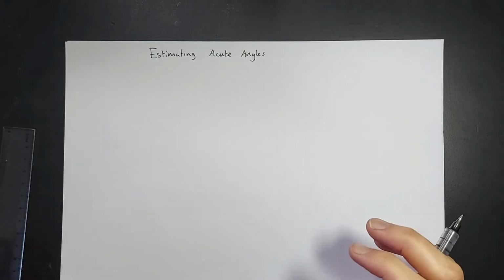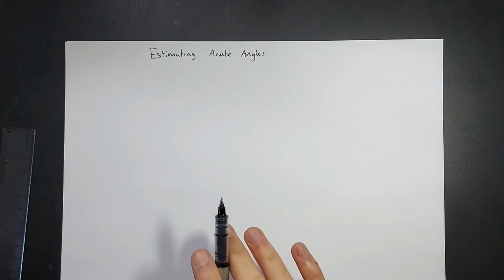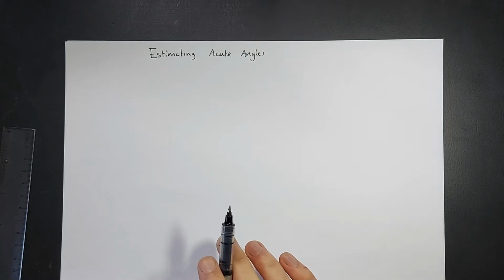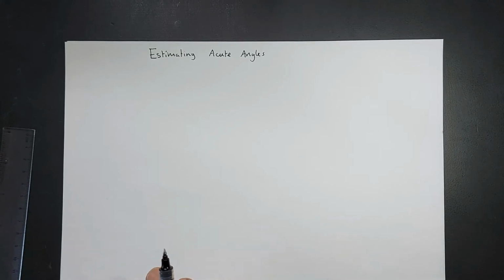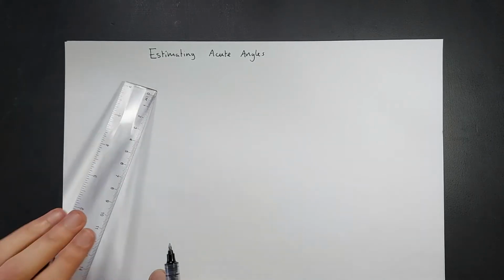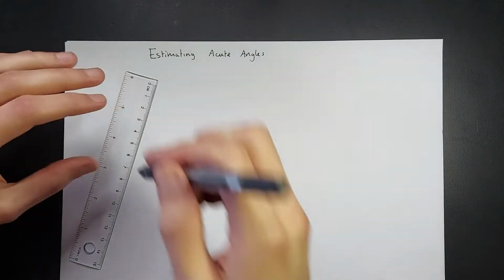I'm going to have a look at estimating acute angles. Hopefully you can already identify acute angles. I'm just going to draw a couple, then talk you through my process when I estimate them. What I'm going to do is draw one, estimate it, and then measure it to check.